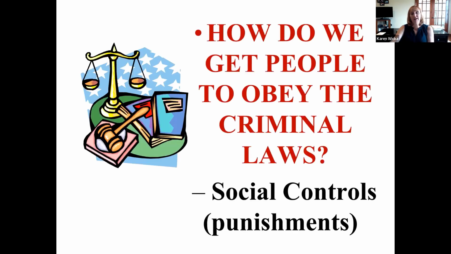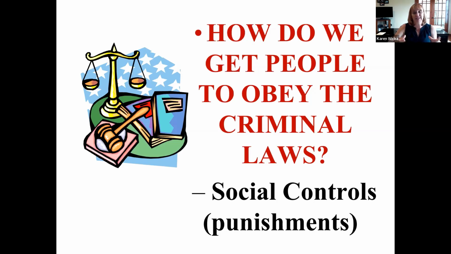Okay. Now, the next question is, how do we get people to obey laws? So we want social order. We don't want crime. We want public policy to reduce crime. So we have to think about, what do we do to stop it? How can we stop it? Well, we use what are called social controls. Social controls are things that society uses to get people to do what we want them to do. So you live through social controls your whole life.